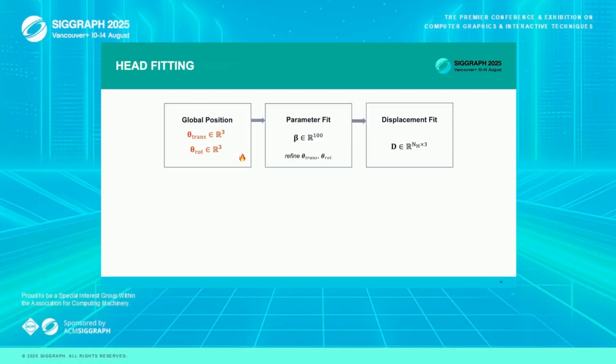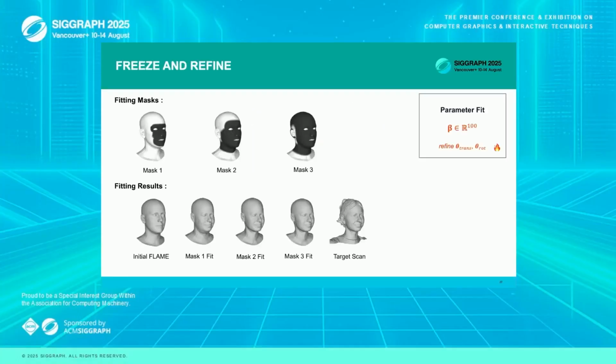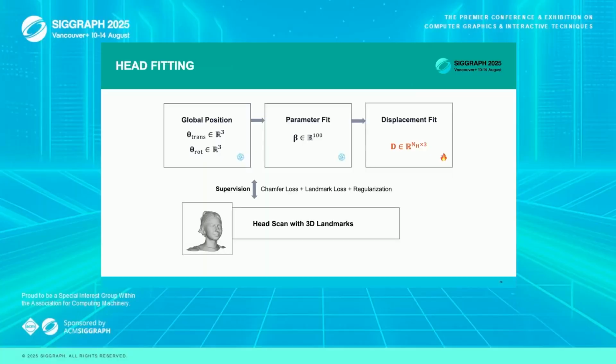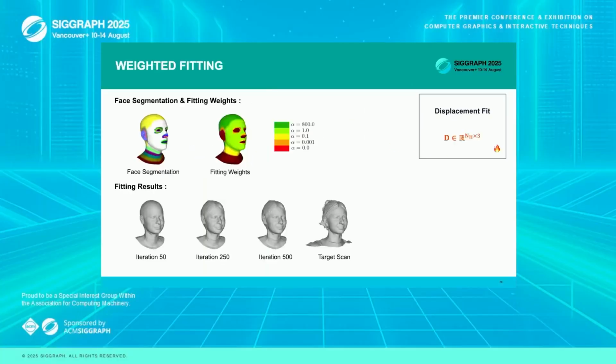First, we align and optimize the global position of the head. And then we use a freeze and refine strategy wherein we freeze the global transformation parameters and refine for the shape parameters of the parametric face model. We use mask losses to fit the shape parameters, which helps with a good fitting. Finally, we optimize the vertex displacements to capture the high-frequency details. And for this step, we use weighted fitting to protect the sensitive areas like the eyes and the mouth.